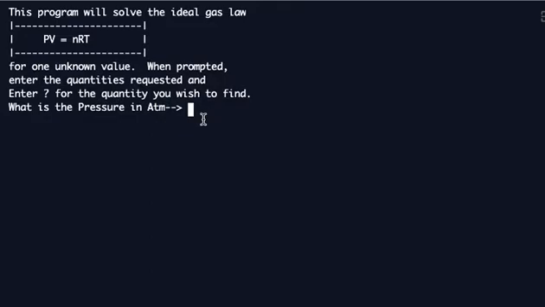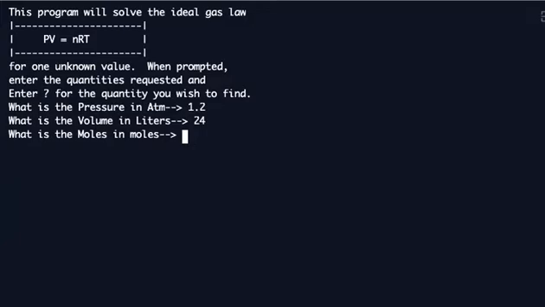So I'm just going to enter here the pressure. Let's say the pressure is 1.2 atmospheres. The volume is 24 liters. The number of moles is what I'm trying to find, so I'm going to put a question mark there. And the temperature is 300 Kelvin.